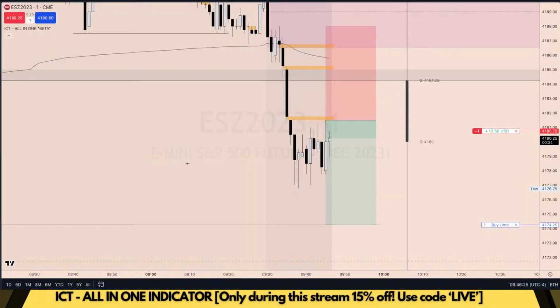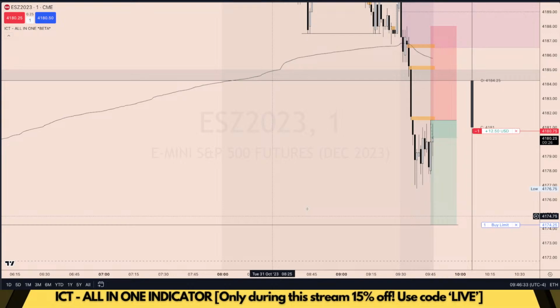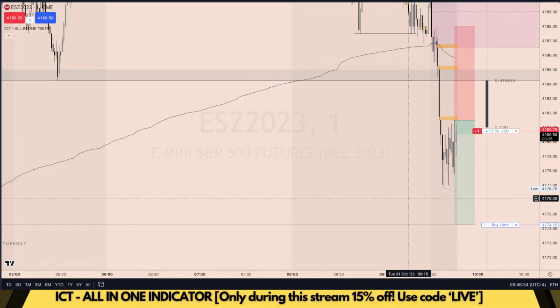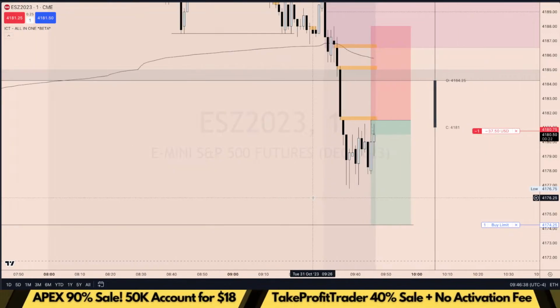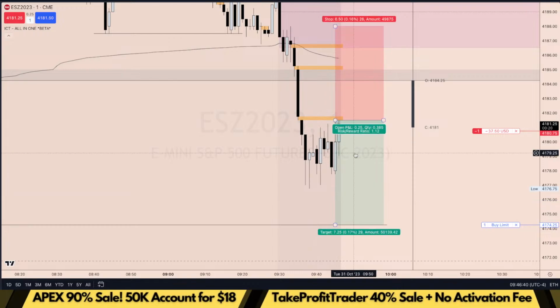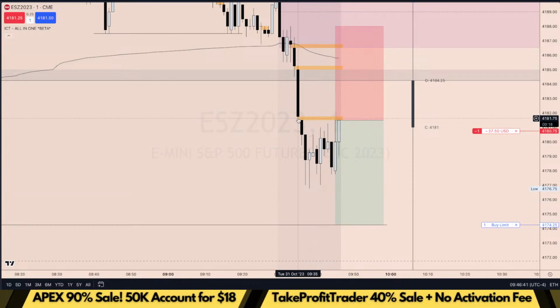NQ starts to retrace a little. And right now we have SMT divergence between ES and NQ, looking at the London session lows. Let's see if we can get it filled now.